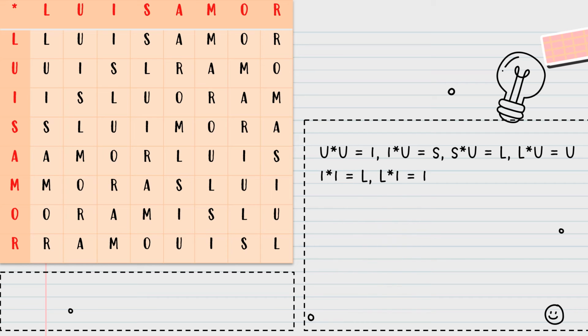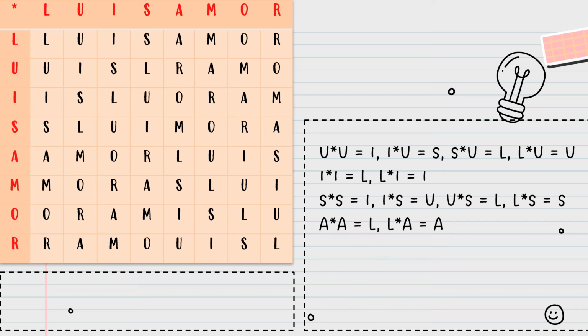Next, I star I equals L, and L star I equals I. This means that the generator of the group {L, I} is I. Another, S star S equals I, star S equals U, and U star S equals L, and L star S equals S. So this means that the generator of the group {L, U, I, S} is S. So notice that U is also a generator of that group, which only means that there are two generators for such group.